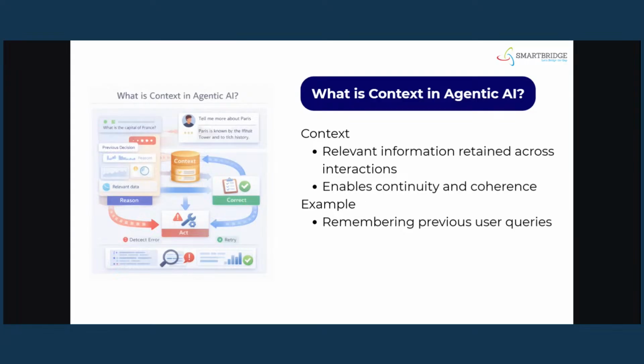Okay. Now let's continue with the topic. Now we will talk about context, because this is what helps the agentic AI system feel intelligent instead of forgetful. Context is all about remembering meaningful information from earlier interactions, so the agent does not treat every message like it's the first one.